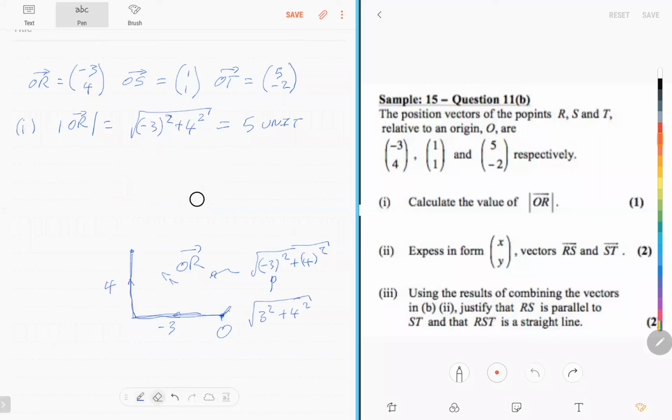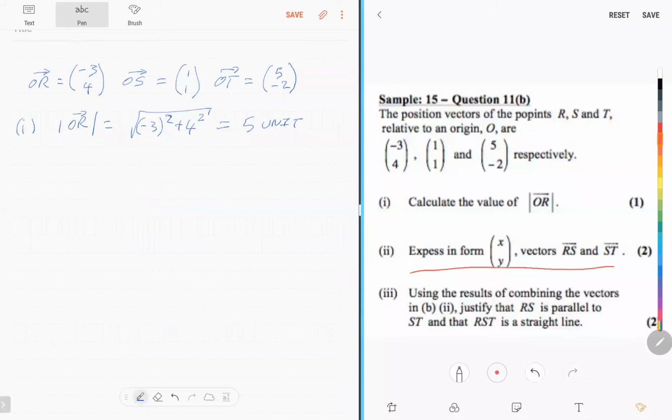All right, so let's move on to the next part, part 2. Express in the form (x, y) the vector RS and the vector ST. Those are two displacement vectors. First, they want the vector RS.